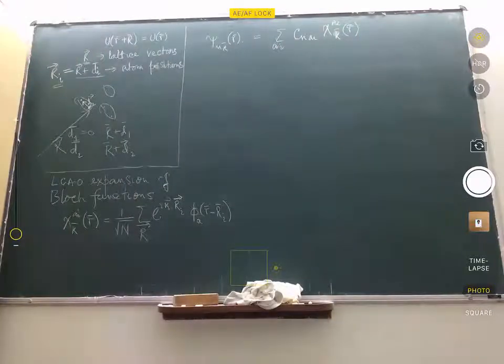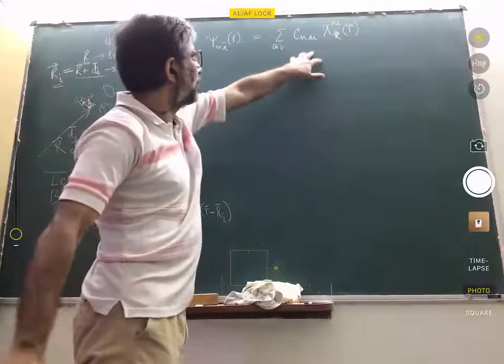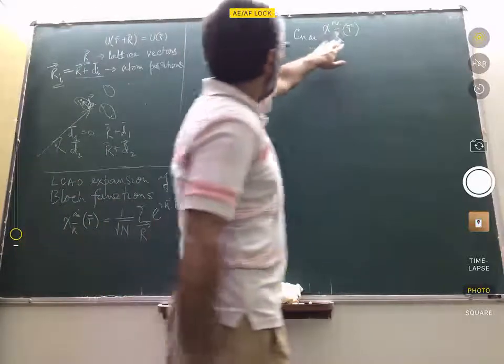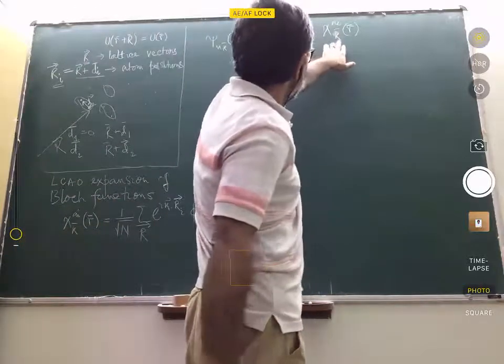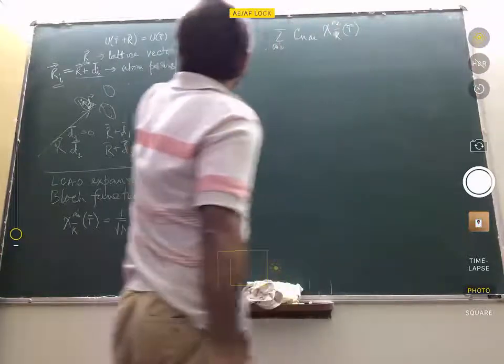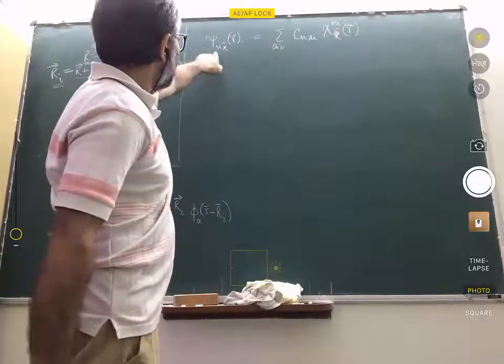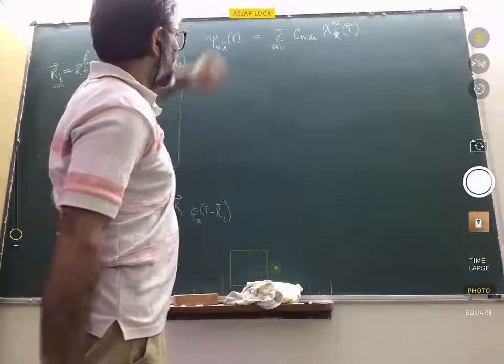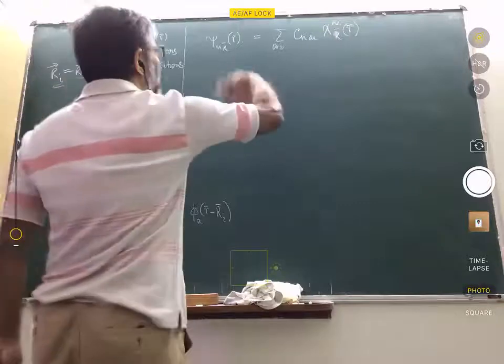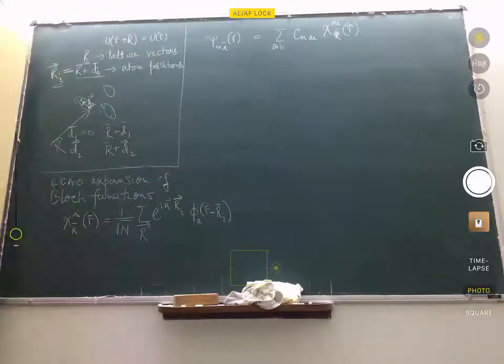So it's a two-step process. First, I construct the block function. Then I construct a linear combination of these block functions. So when I take linear combinations of block functions of the same K for different A and I, I'll get the band wave function for that particular K. And I'll find different linear combinations for different band states.